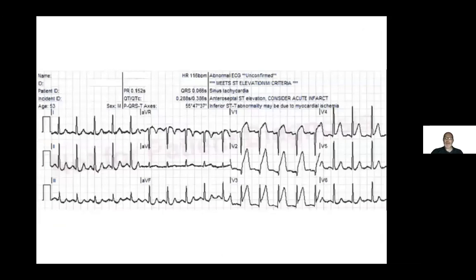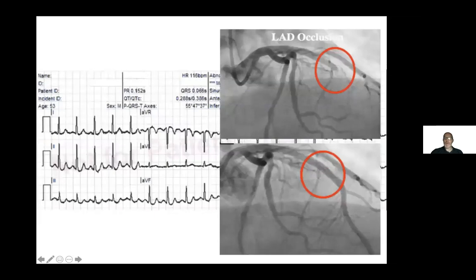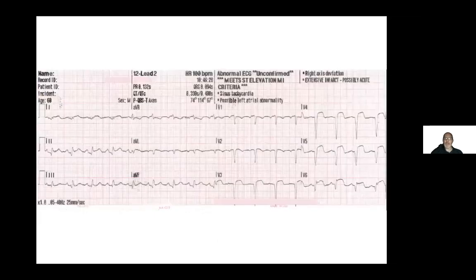Here's another pattern of LAD occlusion. Look at V1, V2, V3, and out here in V4, huge hyperacute T waves, big ST elevation, and then predictable ST depression down here in 2, 3, and AVF. Also an LAD occlusion, not as proximal as the other one, but LAD occlusion nonetheless. This is that wraparound LAD that I was talking to you folks about earlier.